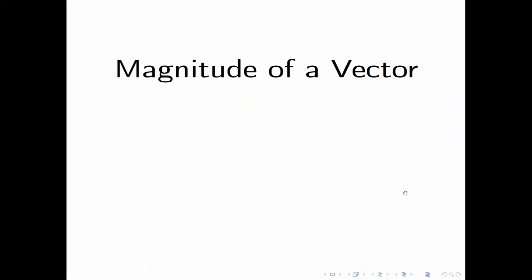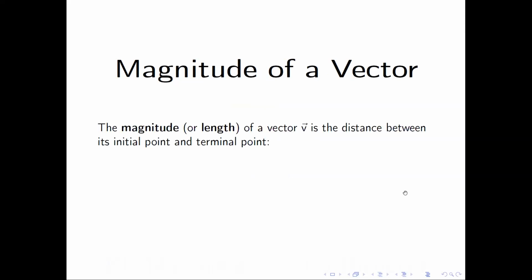Magnitude of a vector. The magnitude or length of a vector, v, is the distance between its initial point and terminal point. So if I have a vector represented by components a and b, basically, I can imagine that the initial point is 0 and 0, and the terminal point is a and b. Then the distance of the point a, b from origin is square root of a squared plus b squared.